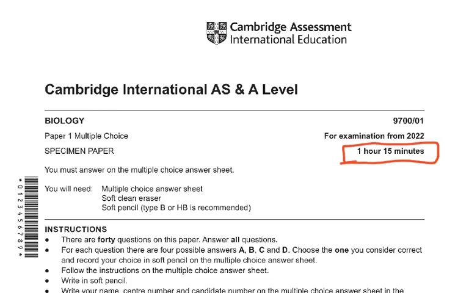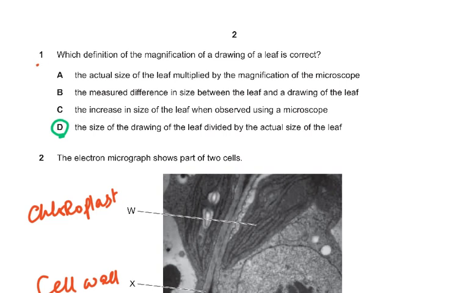The first thing to know is that the time has been increased to 1 hour and 15 minutes. Now, this has only been from the 2022 syllabus. Previously, these MCQs... So you have to realize the MCQs are going to be more difficult than the previous ones. So this is one thing which you must understand. This is 1 hour and 15 minutes. Now let's look at question number 1.